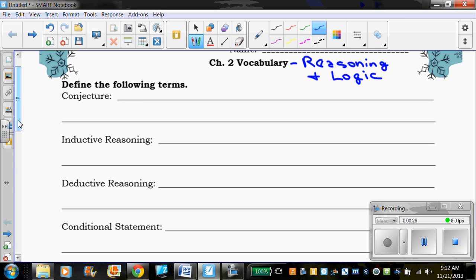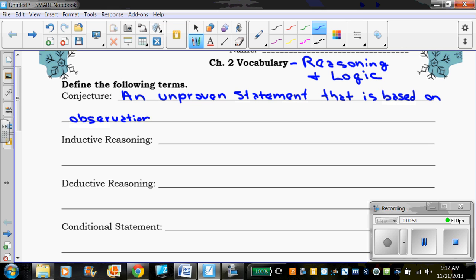Let me just write my definition. A conjecture is an unproven statement that is based on observation. And a lot of times when I think conjecture, I think conclusion. That's kind of the way I remember it. But conjecture is an unproven statement that is based on observation.